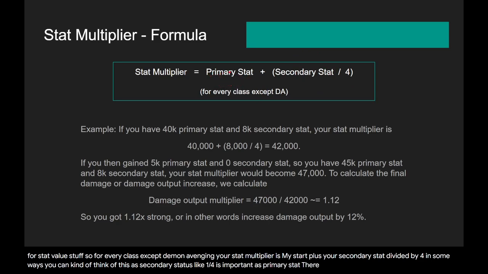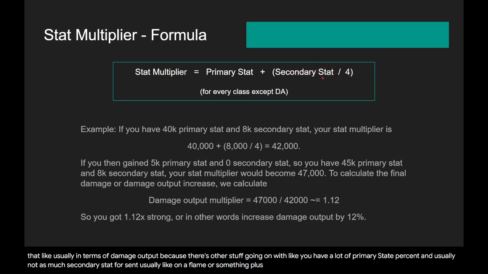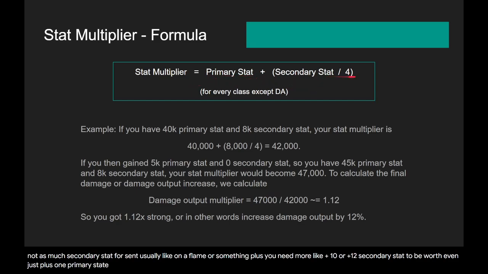Note of caution there. Maybe I shouldn't have said that. Usually, in terms of damage output, there's other stuff going on, like you have a lot of primary stat percent and usually not as much secondary stat percent. Usually on a flame or something, you need more like +10 or +12 secondary stat to be worth even just +1 primary stat. So don't take too much from this 4 number. But in terms of your stat multiplier, this is how the formula goes. It's your primary stat plus secondary stat divided by 4.